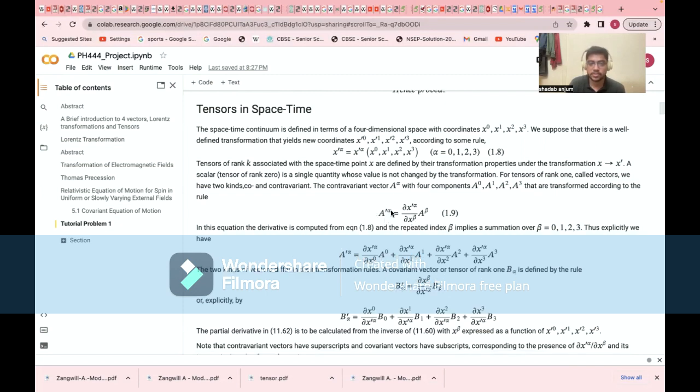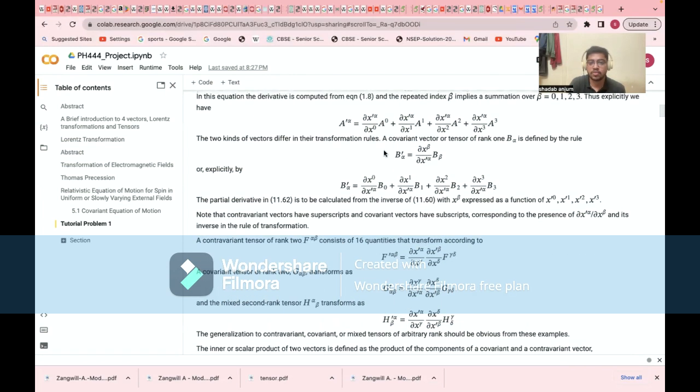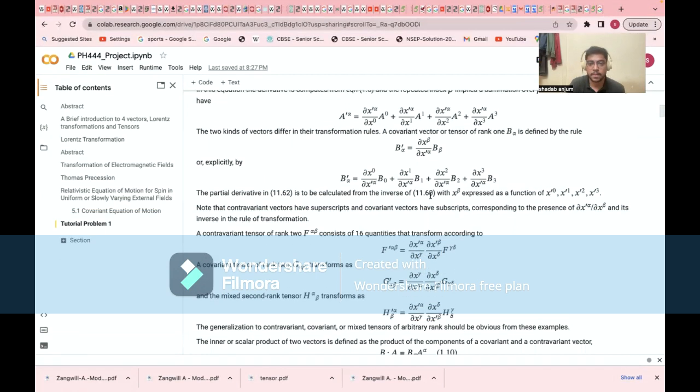If you want to calculate a certain index component of that contravariant vector, just do a summation. This is a summation over beta of dou x beta. That just means, let's say this is 2, you write dou x2 prime, and you take the summation with x1, x2, like it's written here. So this whole thing is the expanded form. However, a covariant vector transforms differently, like this.